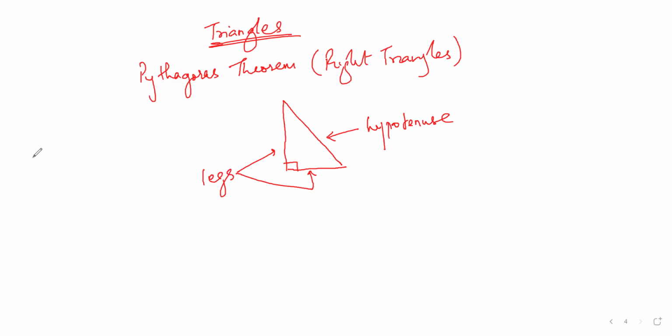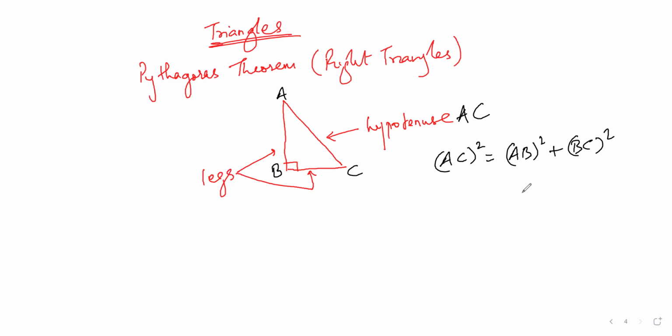Okay. So according to the Pythagoras theorem, let's just call them A, B, and C. So hypotenuse is AC. AB and BC are the legs. So the square of the hypotenuse is equal to the sum of the squares of the other two sides. And hypotenuse is the longest side, basic. So that's the first pointer.